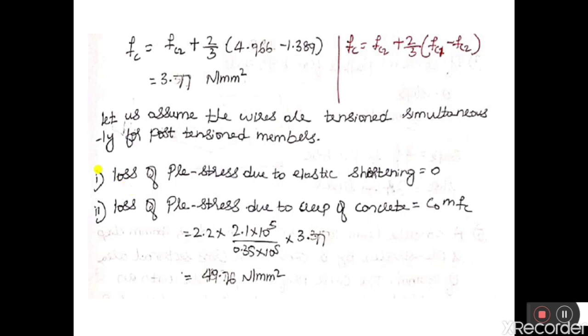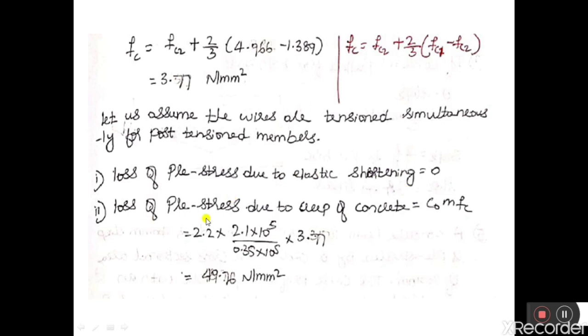Firstly, loss of prestress due to elastic shortening is equal to 0. It is 0 when the cables are pulled simultaneously. If there are 10 cables and all the 10 cables are pulled together, then the loss due to elastic shortening is 0 in case of a post-tensioned member.